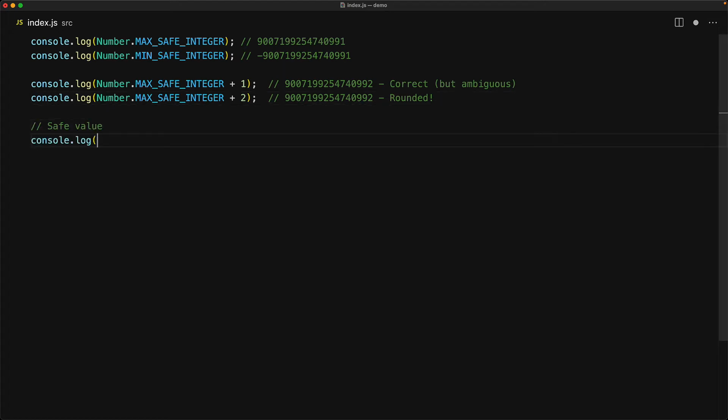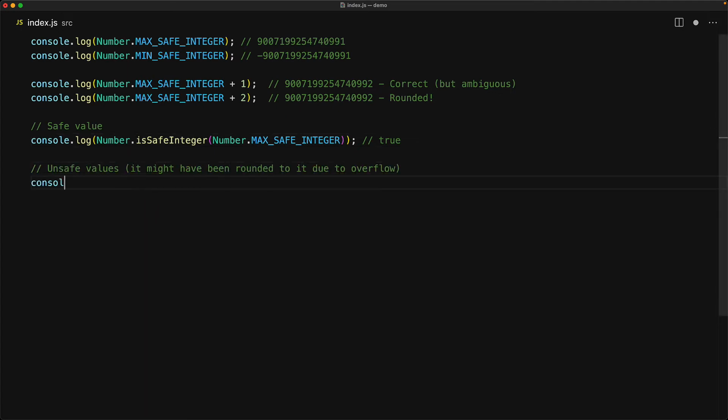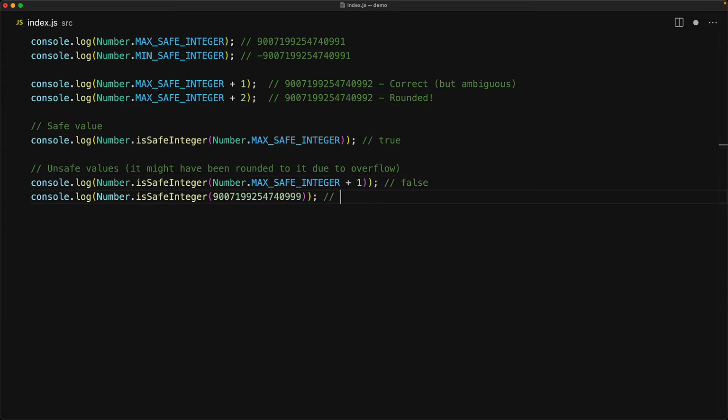Now to check if there is a chance that a rounding might have occurred on the value, you can use this function called Number.isSafeInteger, and of course max safe integer is safe, but anything else outside of that range is not going to be safe. For example, +1 is not going to be safe, and similarly any other number that we write that is going to be outside that range is not going to be safe.